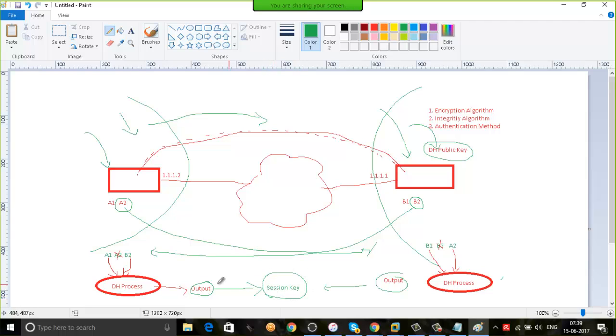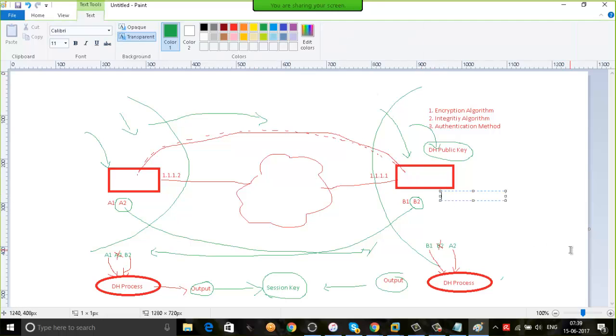And this session key will be identical on both ends, and that is what your third pair of exchange is called: authentication and key verification. This is what is going to happen in the third pair of exchange in main mode.